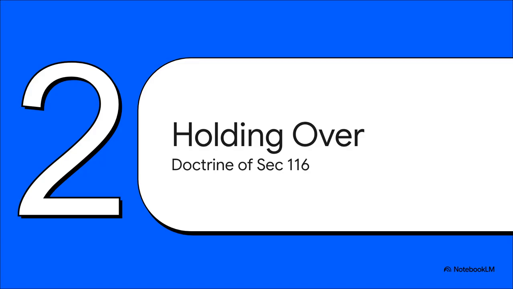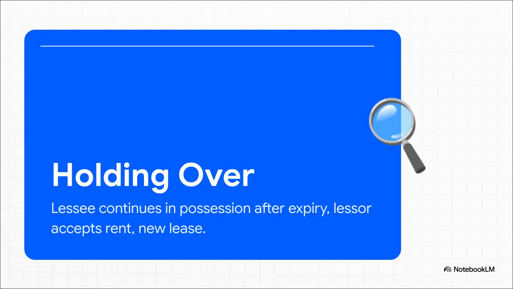Moving on to Part 2, the doctrine of holding over under Section 116. Let's read this definition very deliberately. Meaning of holding over. When a lessee continues in possession after expiry of lease and the lessor accepts rent or assents, a new lease is created.